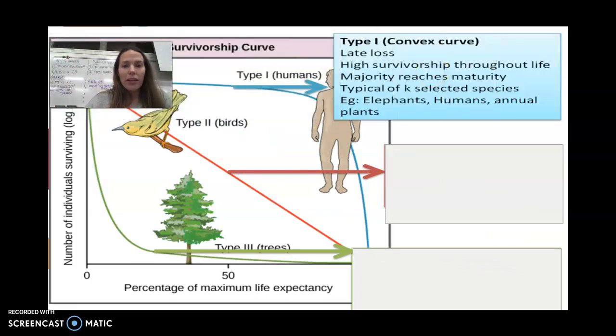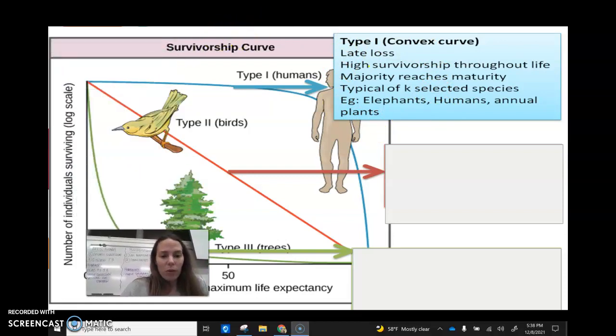So type 1 is known as late loss. And I'm just going to tell you, when I click on the writing thing, it doesn't work very well. Write down everything you see in the box. So for example, type 1, which is a convex curve, is known as late loss. What do we mean by that? Well, if you look at your graph, the one on here, and I'll click on it once.